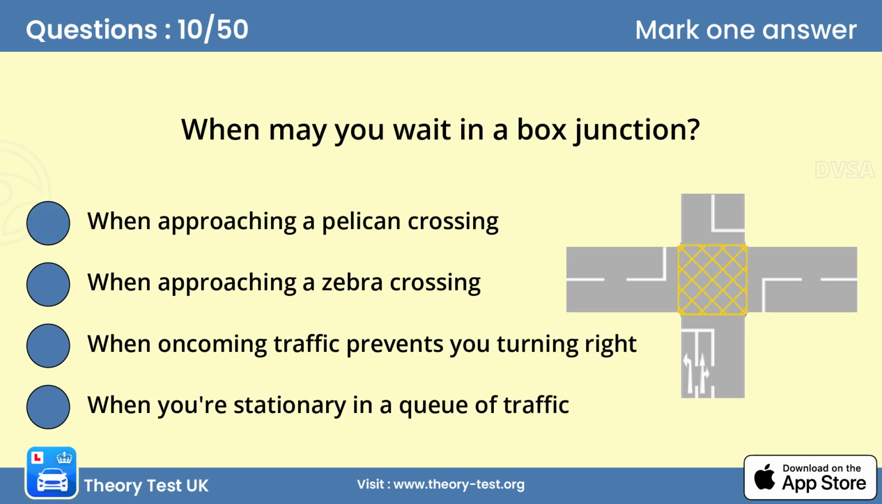Question 10. When may you wait in a box junction? C. When oncoming traffic prevents you turning right. The purpose of a box junction is to keep the junction clear by preventing vehicles from stopping in the path of crossing traffic. You mustn't enter a box junction unless your exit is clear. However, you may enter the box and wait if you want to turn right and are only prevented from doing so by oncoming traffic.